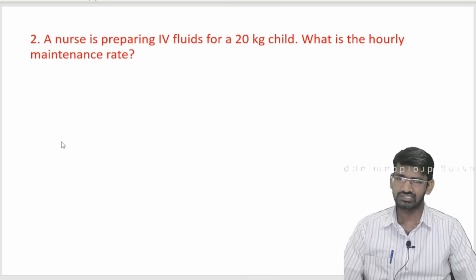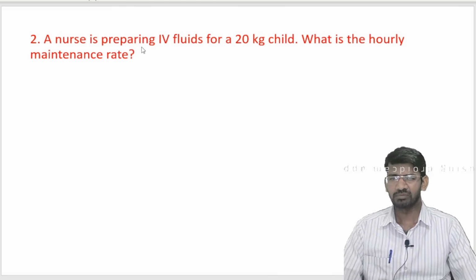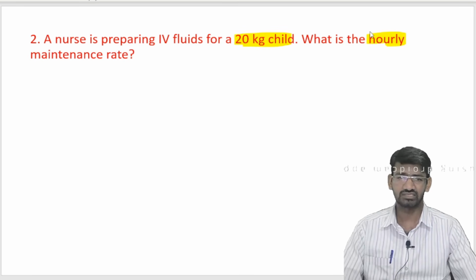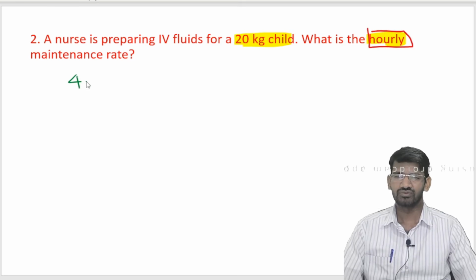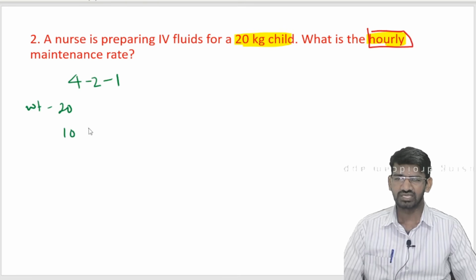Let's see another example. A nurse is preparing an IV fluid for a 20 kg child. What is the hourly maintenance rate? They are asking for the hourly maintenance, so what is the formula? 4, 2, 1. The total weight here is 20 kg. For the first 10 kg we calculate 4 ml, so it is 40 ml.